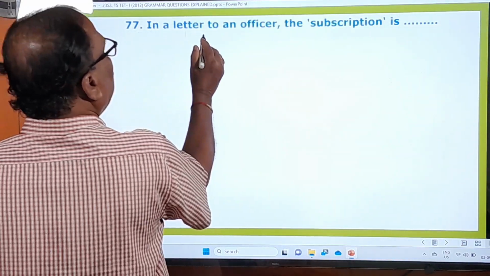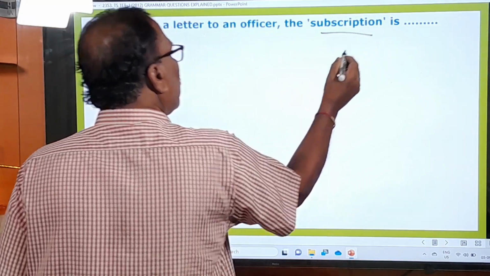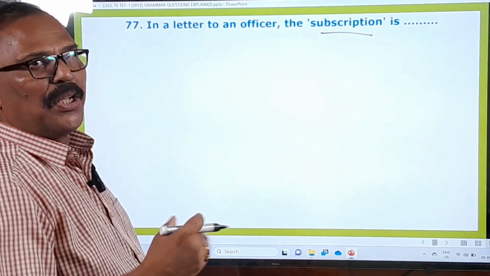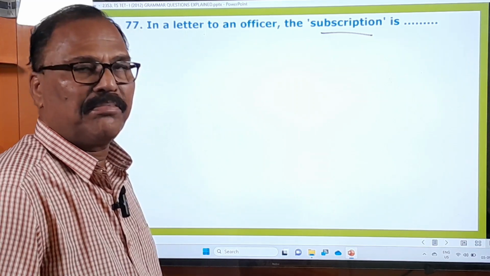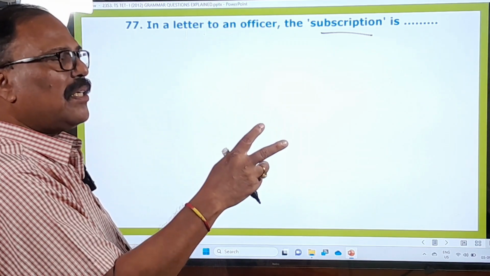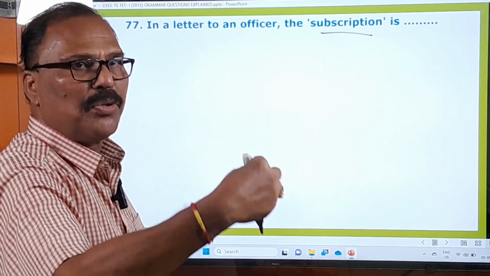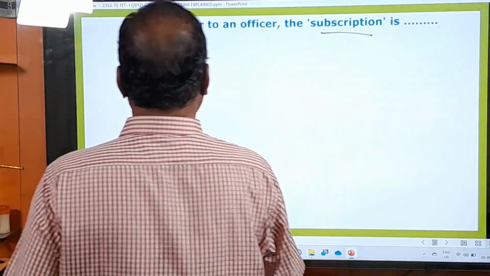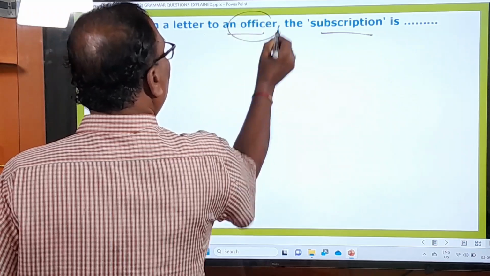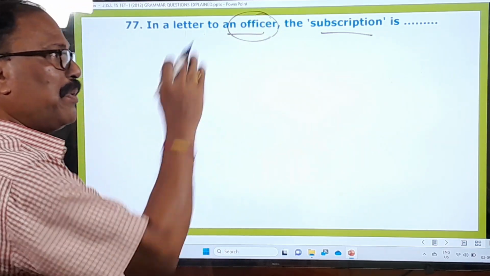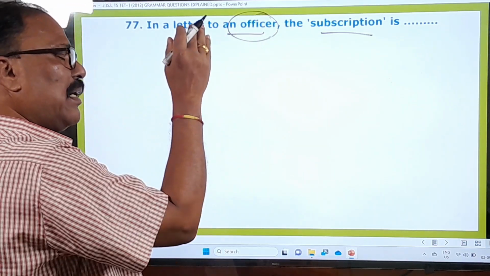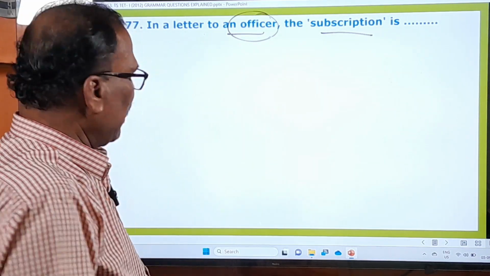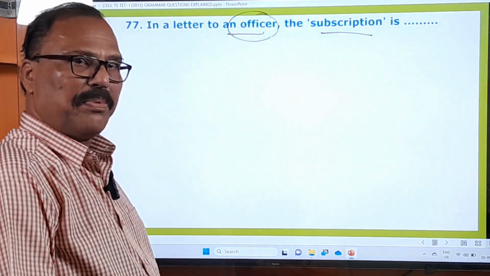77th one. In a letter to an officer, the subscription means at the end of the letter, after writing all the letter, with some words you end the letter. That is called subscription. To an officer it is different, to a friend different, to a businessman different, to an editor of the newspaper different, to your close friend different. To your close friend, what should be your subscription?